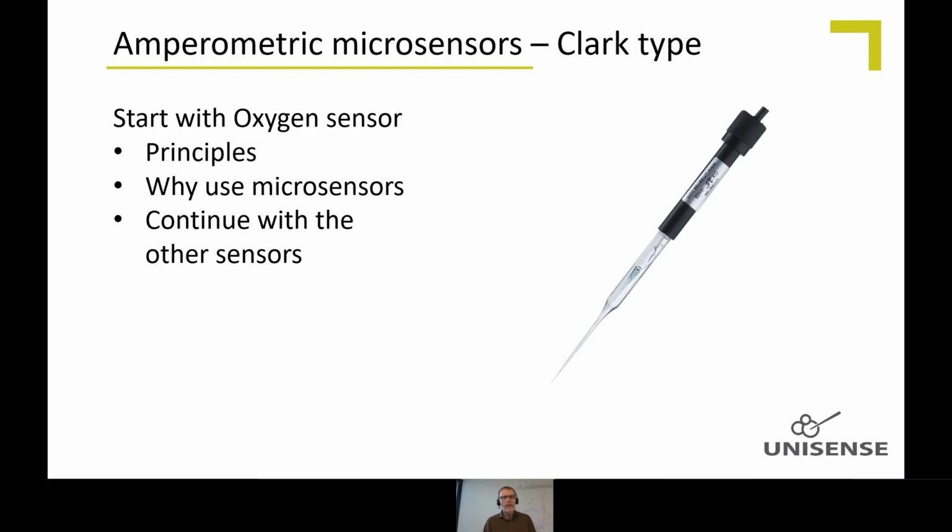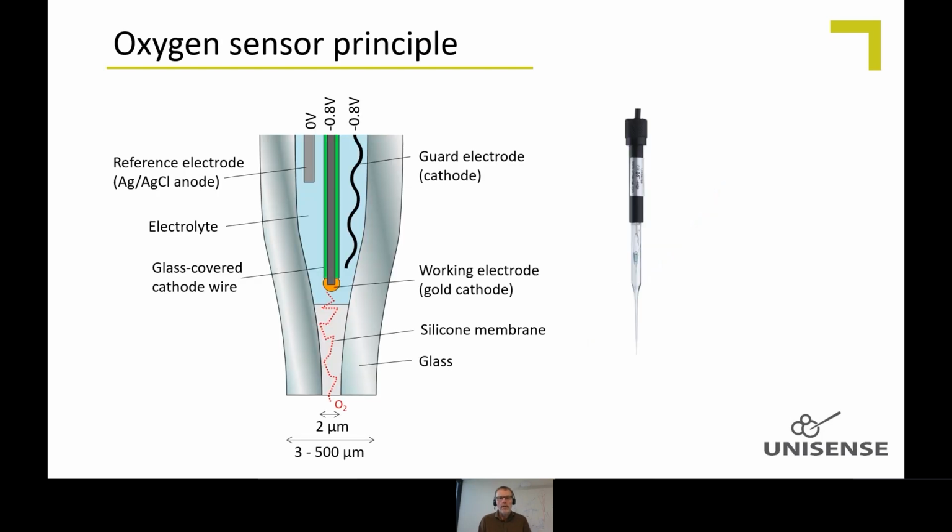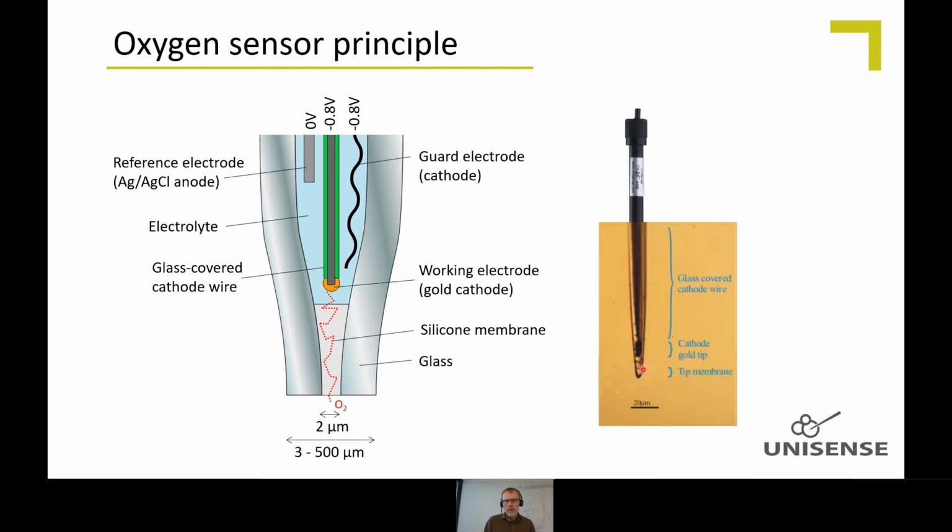I will start out with the principle of an oxygen sensor, show you how that works in detail, and why to use microsensors, what the advantages are, and then I will continue with the other sensors after that. So an oxygen sensor could look like this, with a very small tip. If you look at it in a schematic drawing, there will be a glass casing on the outside, a glass capillary, that's the thin tip.